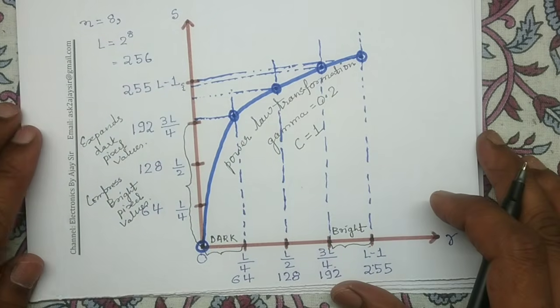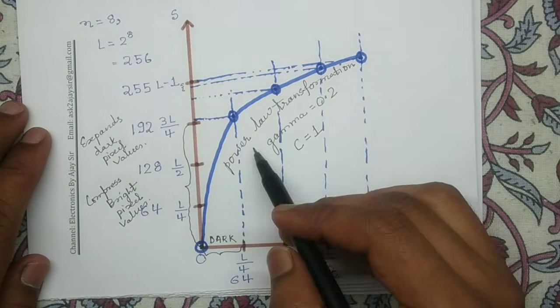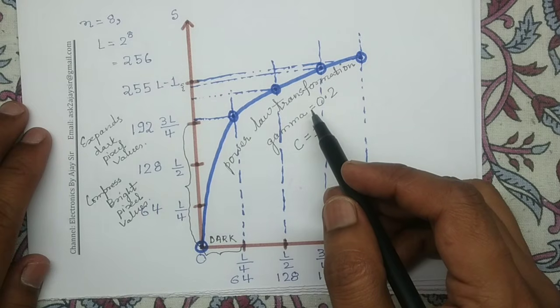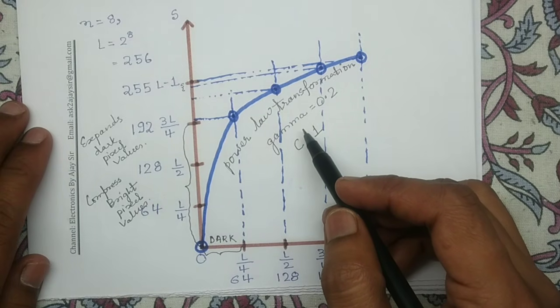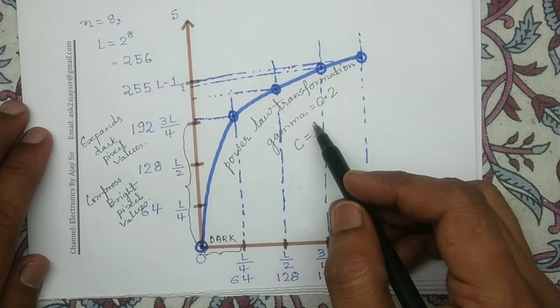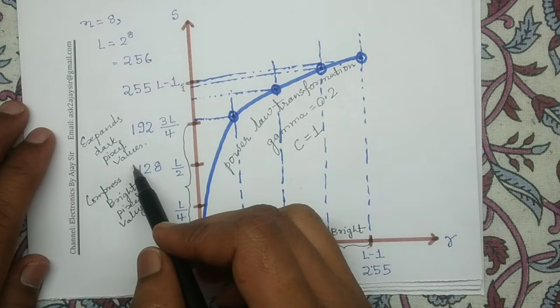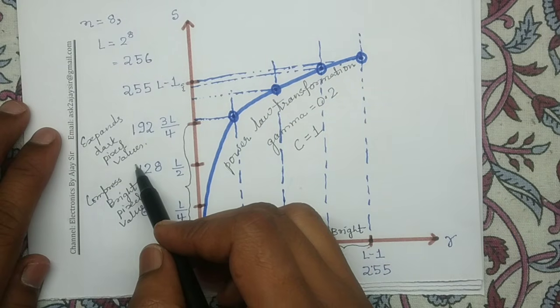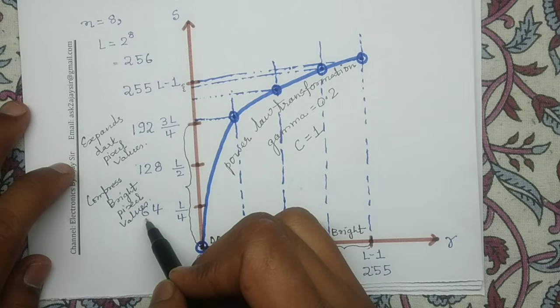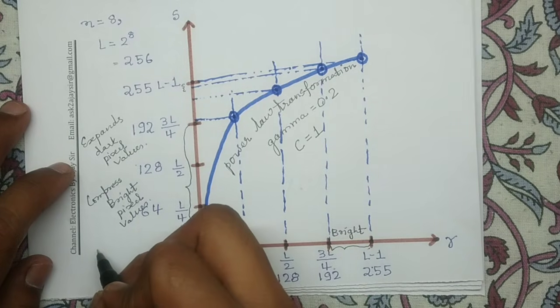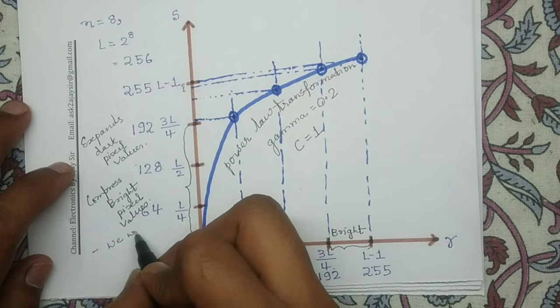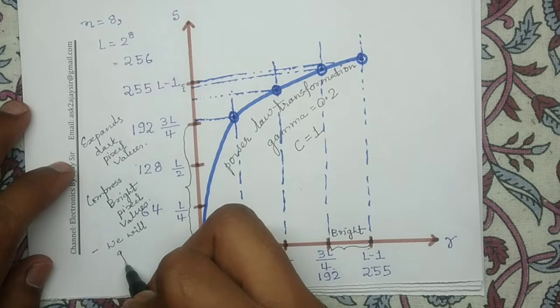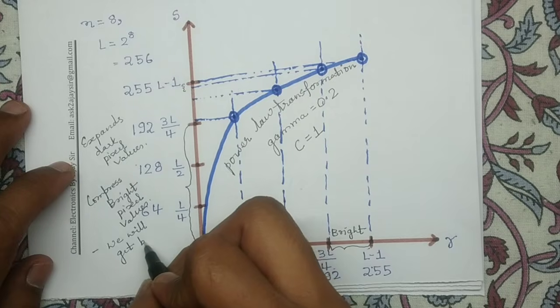Since in this power law transformation for gamma less than 1, and here we have considered gamma equals 0.2, we are expanding the dark pixel values and compressing the bright pixel values, and as a result we will get a bright image output.